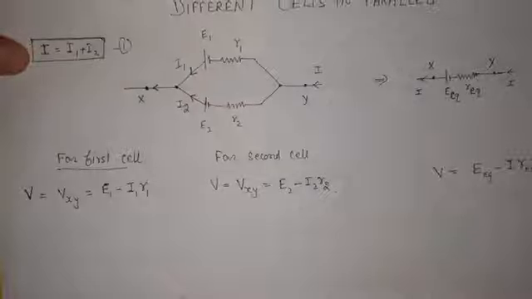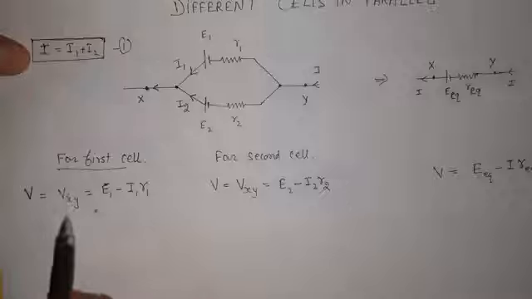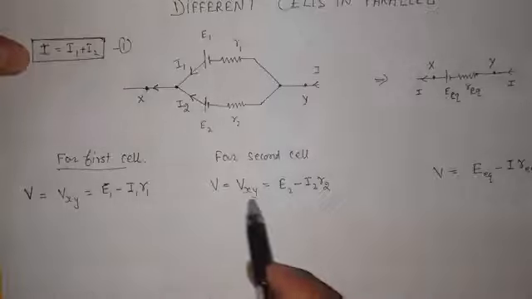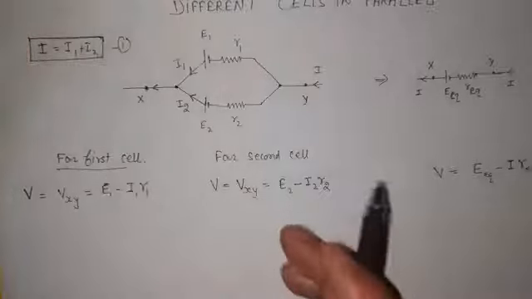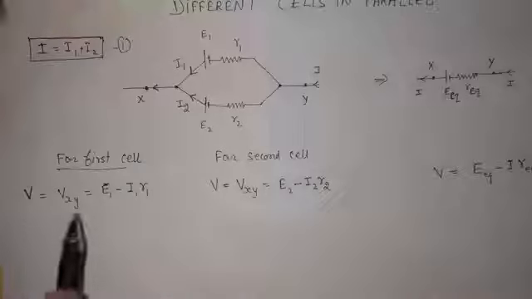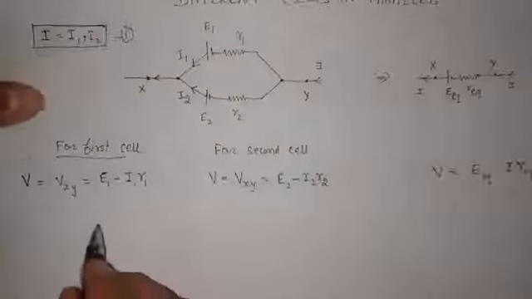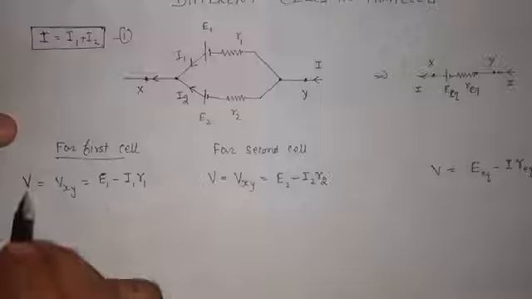So thus I got over here the terminal potential difference for cell 1 and cell 2. Okay, therefore how much will be I1 from this relation?